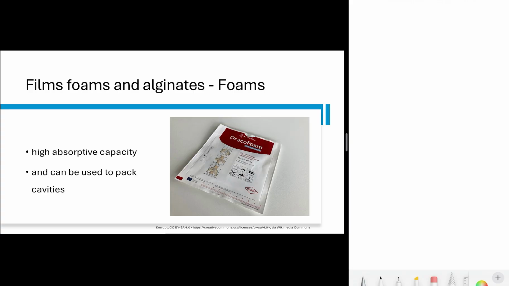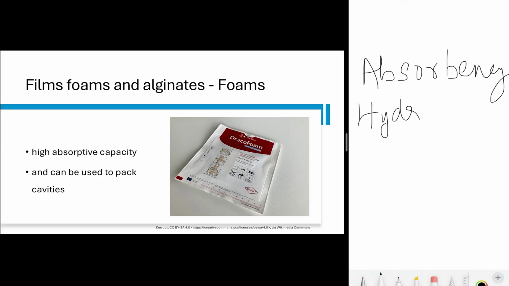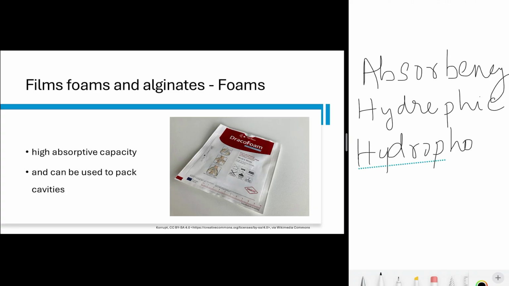Then coming to foams. So what are foams? Foam dressings can be thought of as film dressings with the addition of absorbency. So they have more absorptive capacity than film dressings. They consist of two layers, a hydrophilic layer which is adjacent to the wound surface, and a hydrophobic layer which is on the opposite side. The hydrophilic layer will help in absorbing the excess fluid and drainage, whereas the hydrophobic layer will prevent leakage and bacterial contamination.